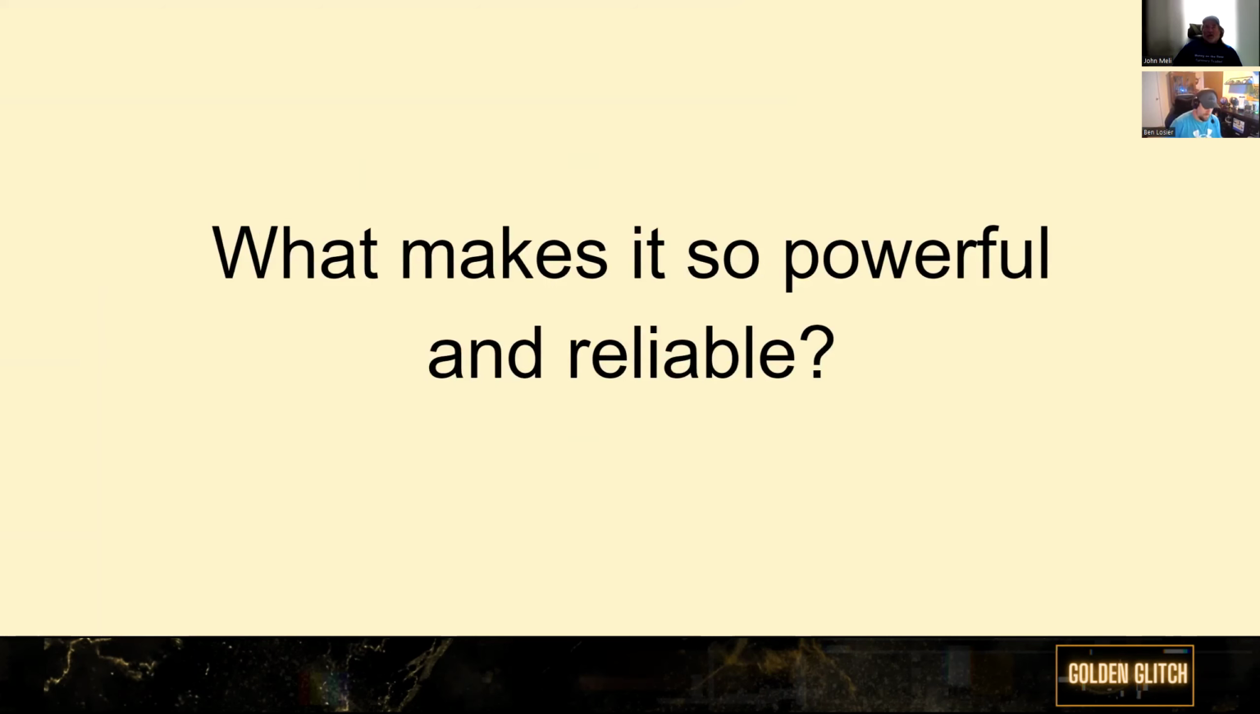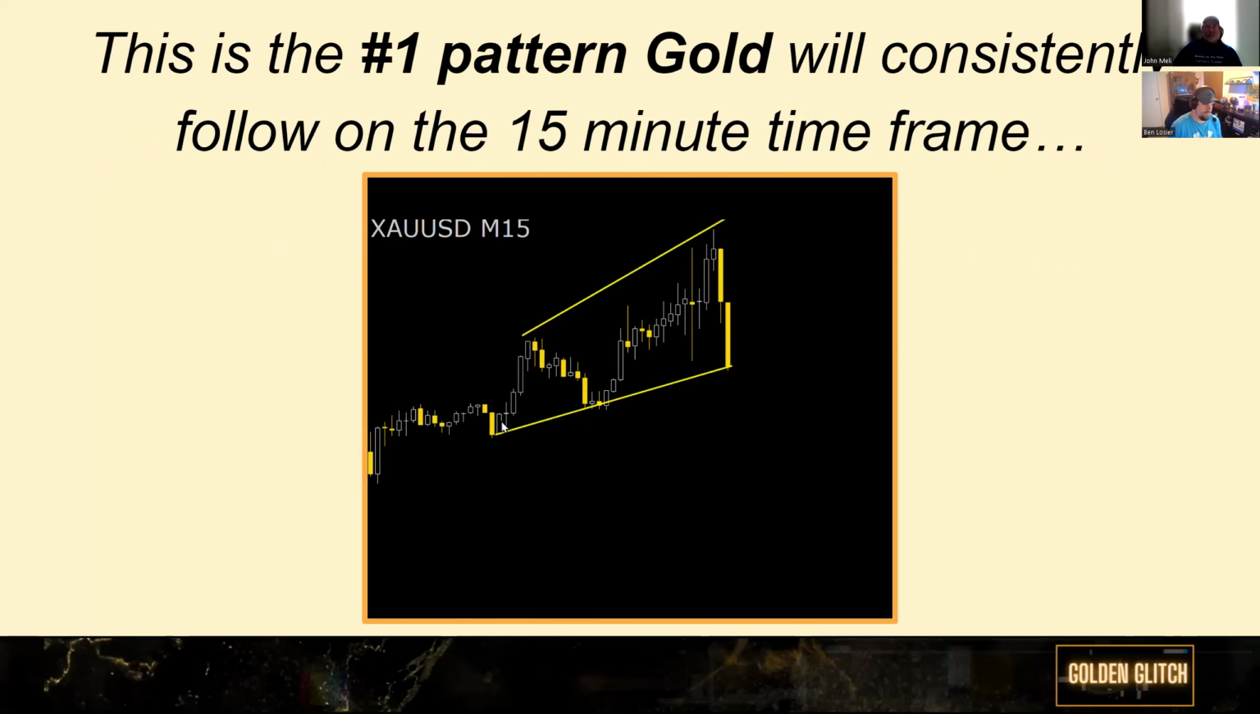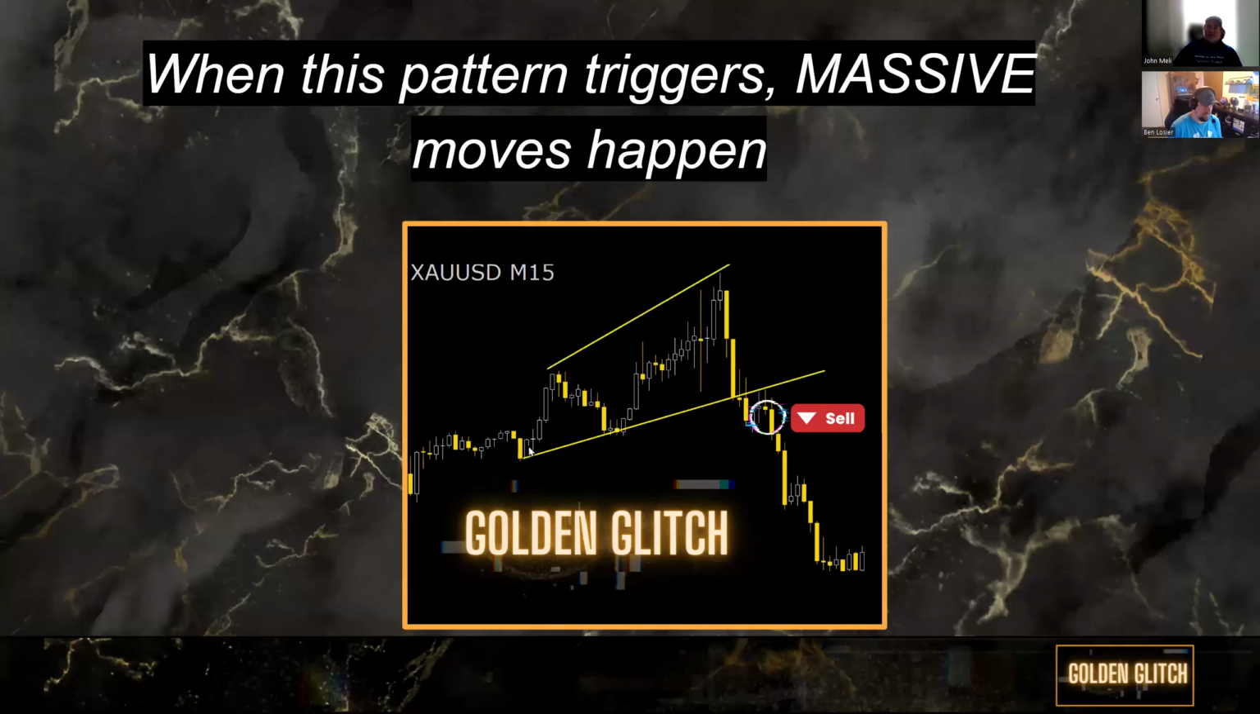What makes it so powerful and reliable? See these two lines? This is the number one pattern gold will consistently follow on a 15-minute chart time frame. When this pattern triggers, massive moves happen. Wow, that was a great trade right there. Look at that. As soon as it breaks out of that, retest and go, that's a classic golden glitch pattern. Yeah, it is.